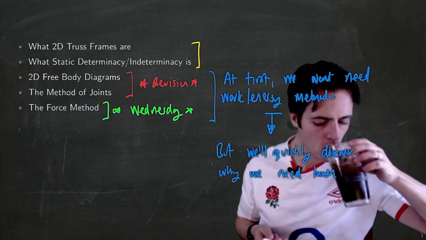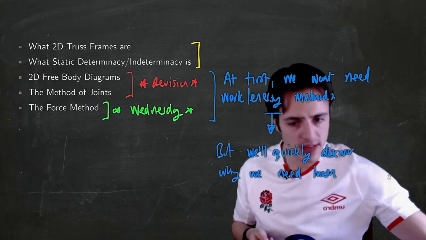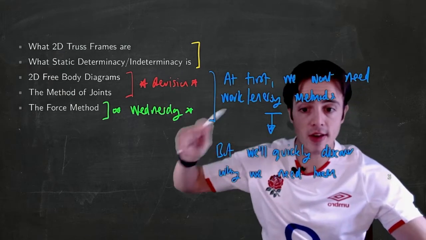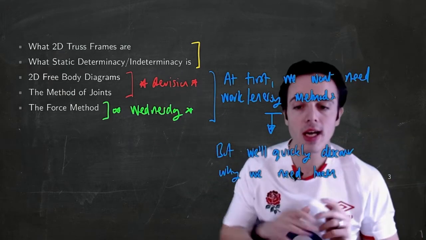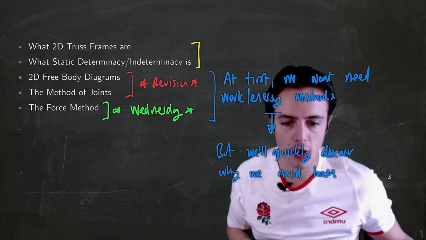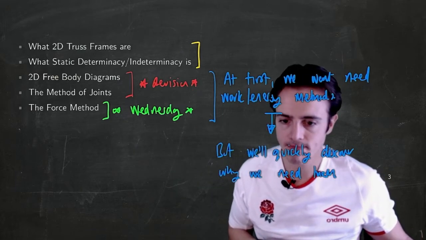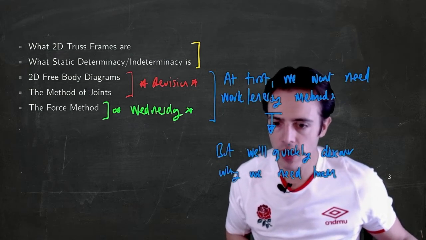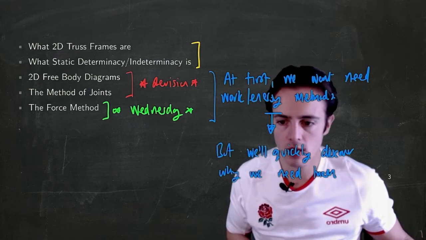Okay. So let's go through this yellow bit. Let's do a little bit of revision of what 2D truss frames are. And I'll touch a little bit upon the method of joints and the force method in this part as well, but I'm not going to go heavily into that. Let me just get my crib notes up, because I can't remember all this off the top of my head.